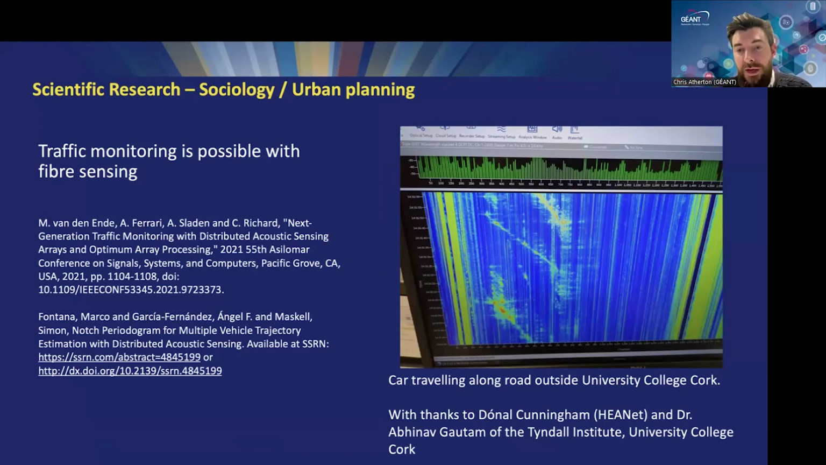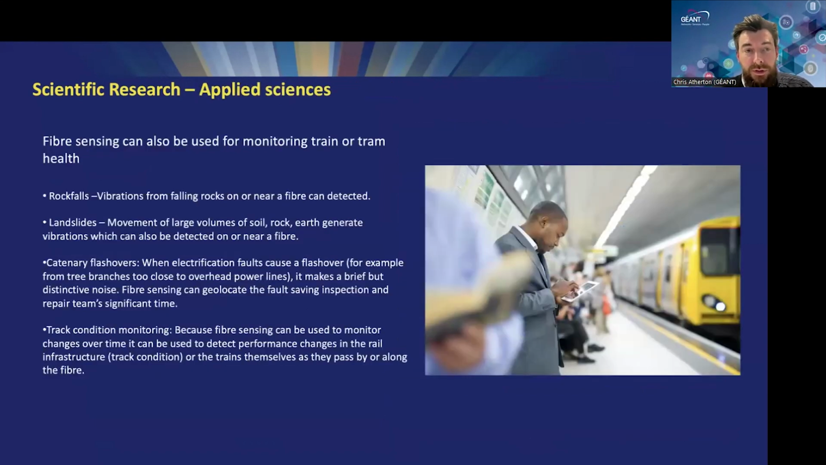That's of interest to many different research groups. I've put sociology here, but there are different types of use cases for this. Especially with applied sciences, with the likes of monitoring trains for catenary flashovers, which is where if a tree branch gets too close to the overhead rails, it creates a brief but distinctive sound, and that eventually leads to a fault with the overhead rail system, which I experienced myself earlier this week when my train got cancelled because there was a fault on the line with a branch that had got too close to the overhead rails.